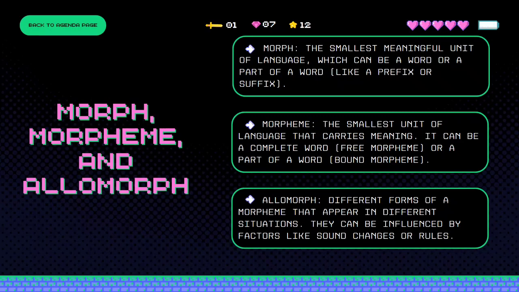Allomorphs are variants of morphemes that appear in different situations. They can be influenced by factors like sound change or rules. They are variants of morphemes that appear in different linguistic contexts. Allomorphs can be conditioned by factors such as sound change, phonological rules, or morphological processes.